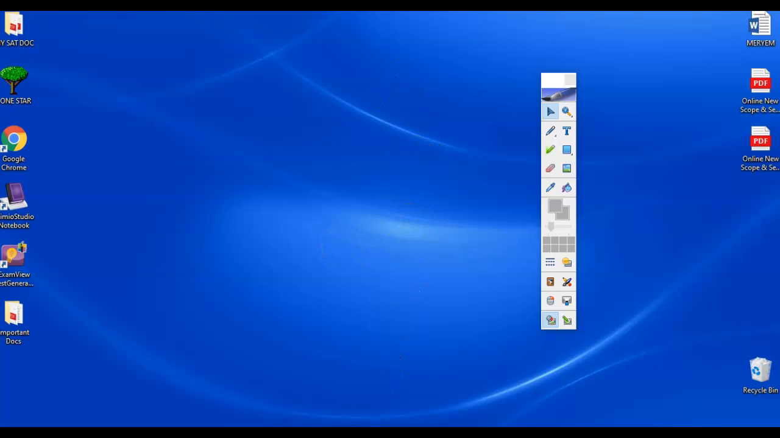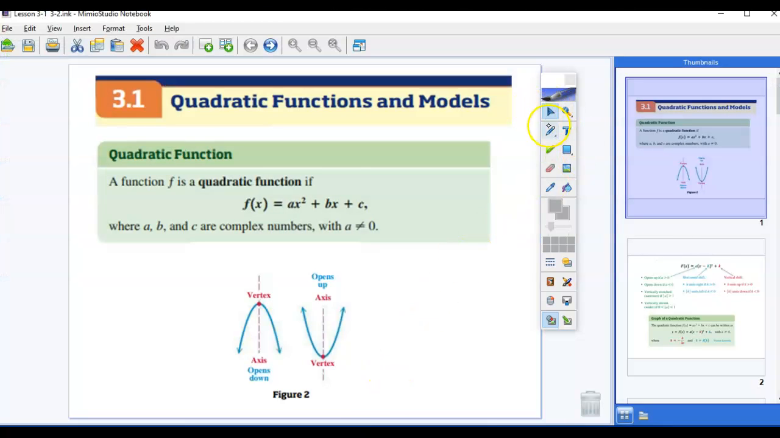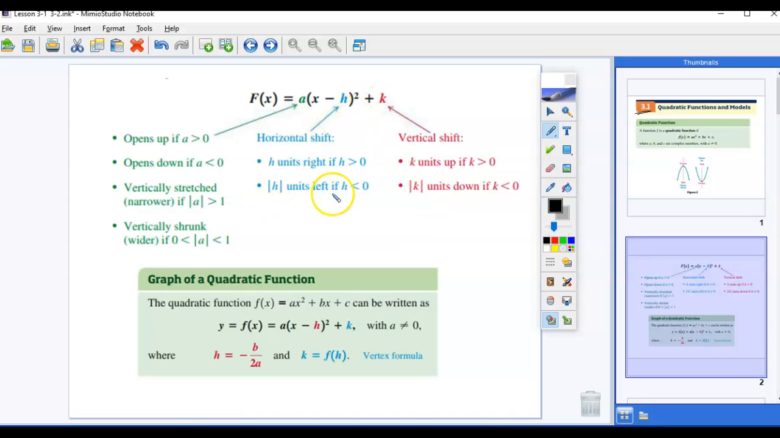So today, guys, in this video we are going to be covering lesson 3.1. As you see on the first page, there's a quick formula here. That's the definition of a quadratic function. Today we are going to be learning how to find the vertex, axis of symmetry, domain, range, increasing functions, and so on. And also here we're going to see how to graph given polynomials.